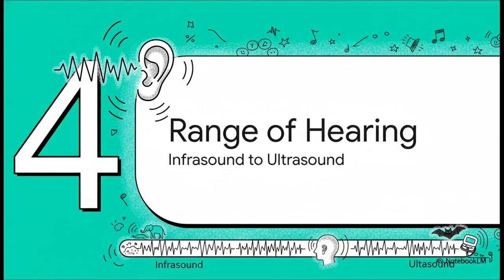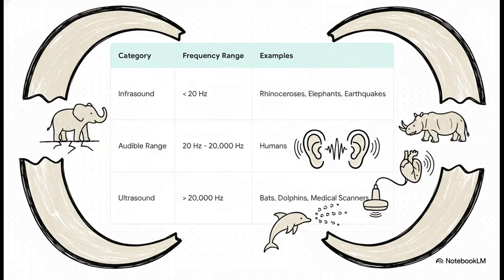Let's now explore the spectrum of sound. Can we hear all sounds? The answer is no. So, let's look at the frequencies we can and cannot hear. This table shows the different ranges very clearly. Sound with frequencies below 20 Hz is called infrasound. We cannot hear it, but animals like rhinoceroses and elephants can. The sounds we can hear, the audible range, is from 20 Hz to 20,000 Hz. And sounds with frequencies above 20,000 Hz are called ultrasound. Bats and dolphins use ultrasound.